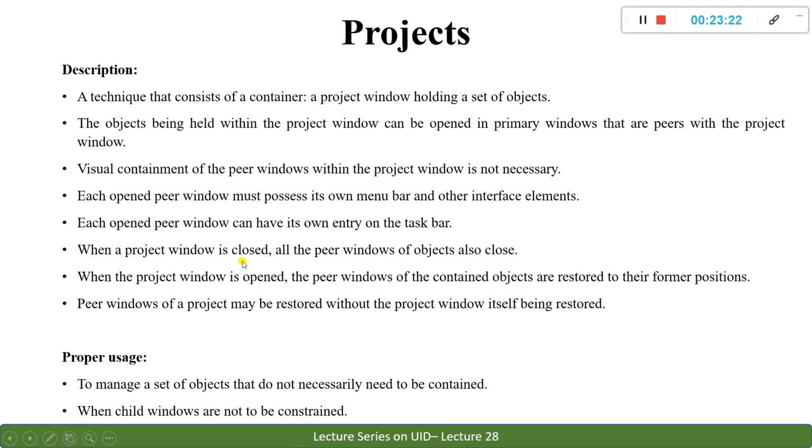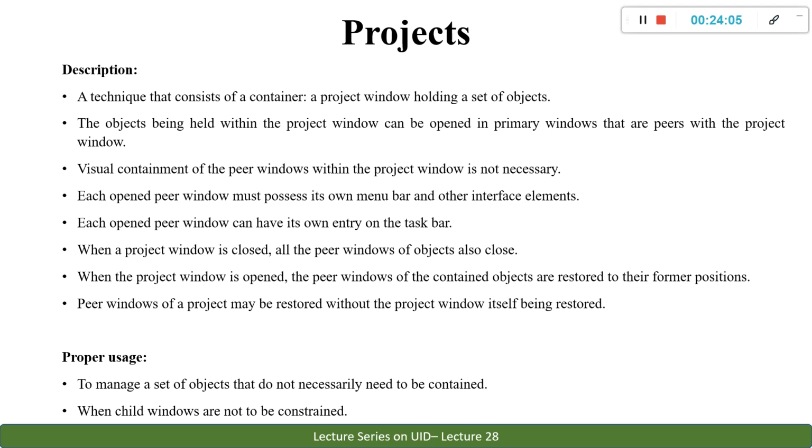Next, when a project window is closed, all the peer windows of the objects also close. So whatever peer or dependent windows have opened, they all will close when you just close your project. Okay, when the project window is opened, the peer windows of the contained objects are also restored from their former positions. Where it had stopped, all those will start from there whenever you restart the project. Next is that peer windows of the project may be restored without the project window itself being restored. So if you just want to open the peer windows, that must also be possible.